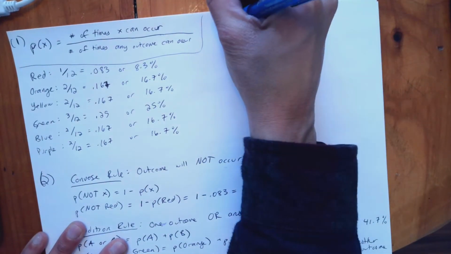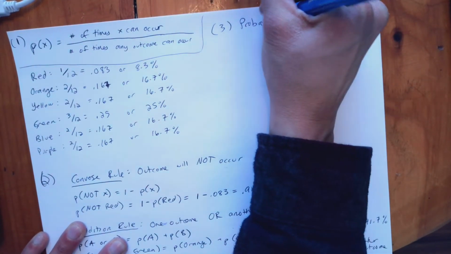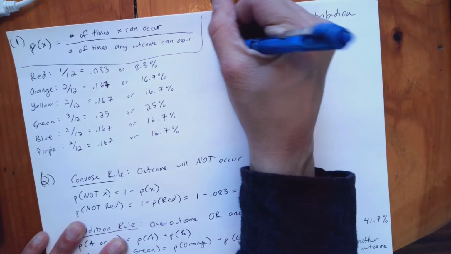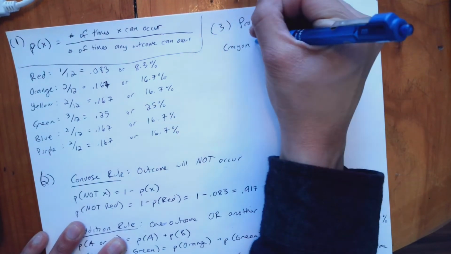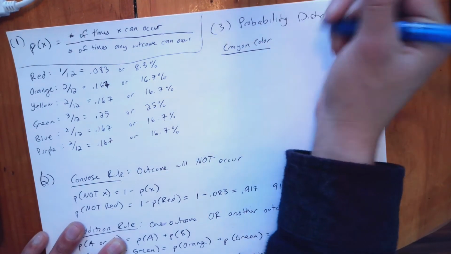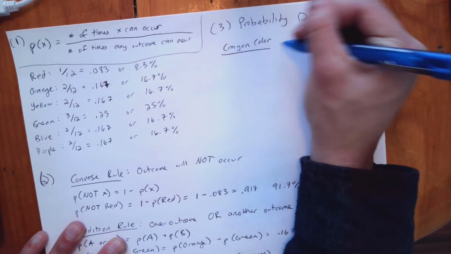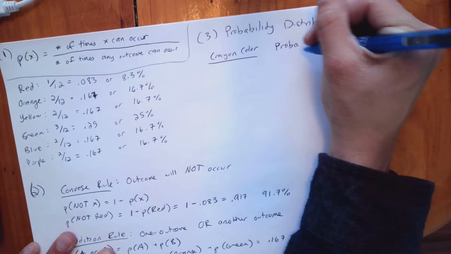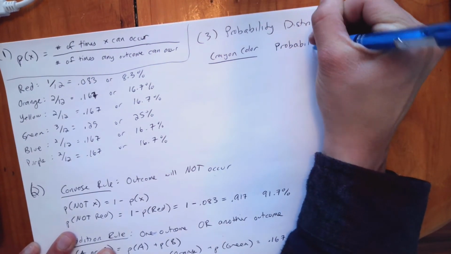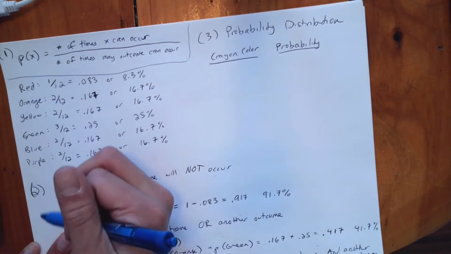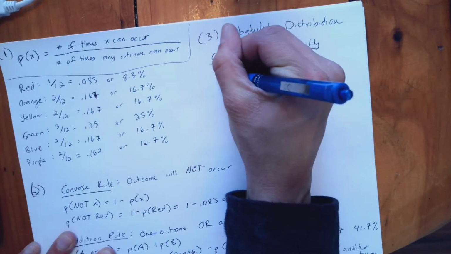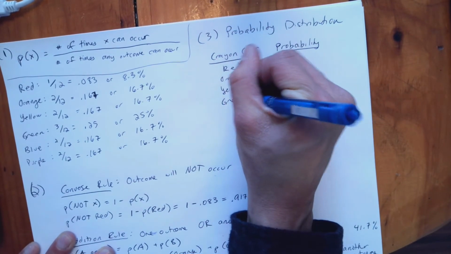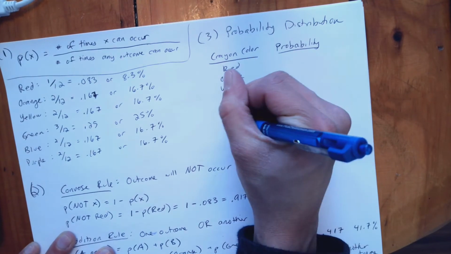So in our first column in the probability distribution, we're going to list crayon color. In the second column in our probability distribution, we're going to list the probability of getting each crayon color. So first we have all our crayon colors. We've got red, orange, yellow, green, blue, and purple.